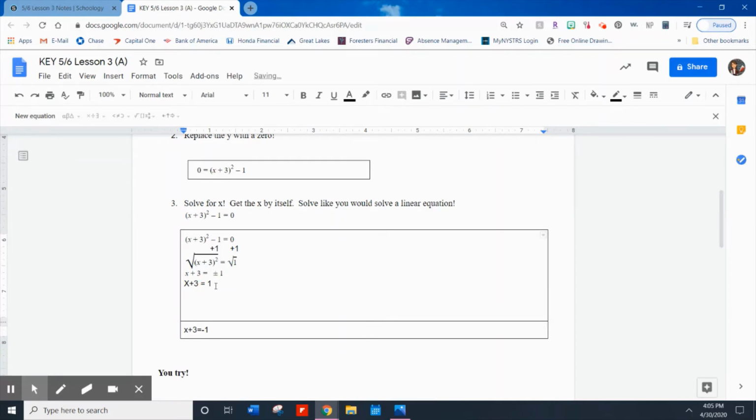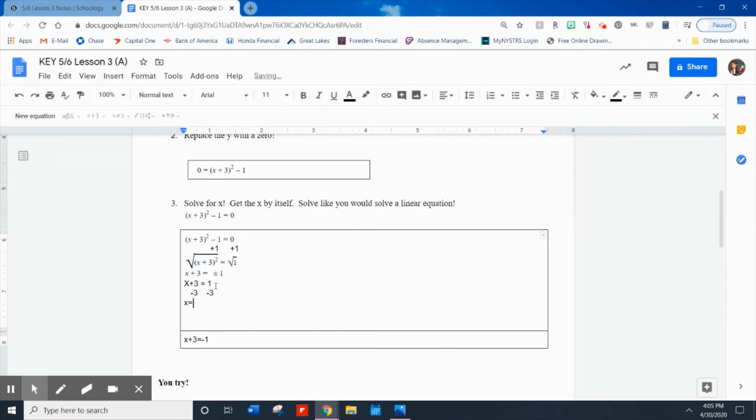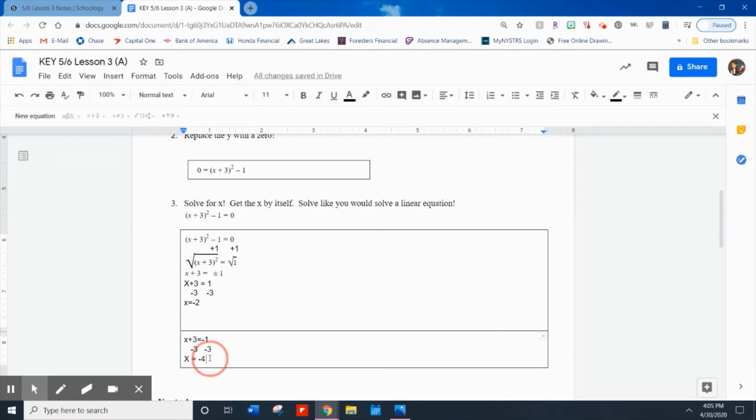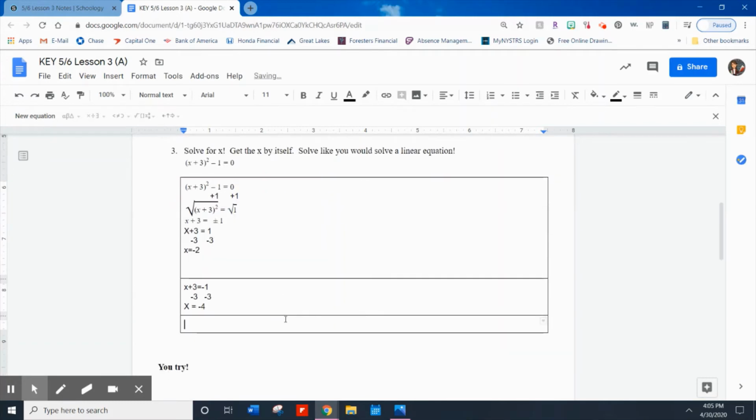So let's solve them. For this first one, we subtract 3 from both sides, and we get x equals -2. For this one, we subtract 3 from both sides, and we get x equals -4. So we have two solutions here. Just a side note, I'm creating another row here to keep it organized. We can leave our answer like this, saying we got x equals -2 and x equals -4.